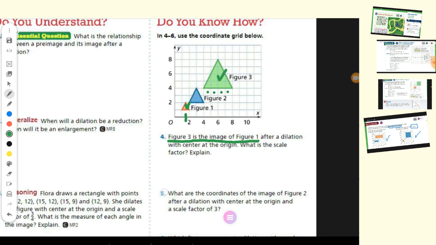Okay? So how can we calculate the scale? It's an enlargement. We multiply by 4. So the scale here is 4. Okay? This is the new one. And the same for the second one. You can calculate it by yourself.